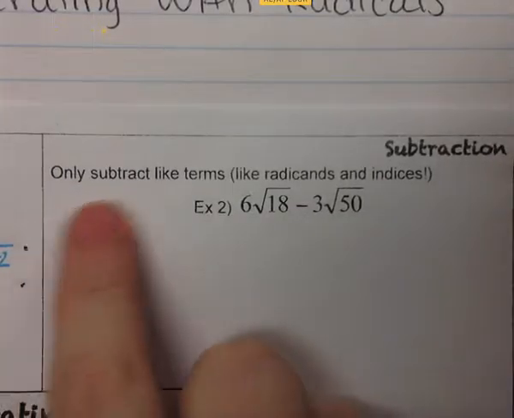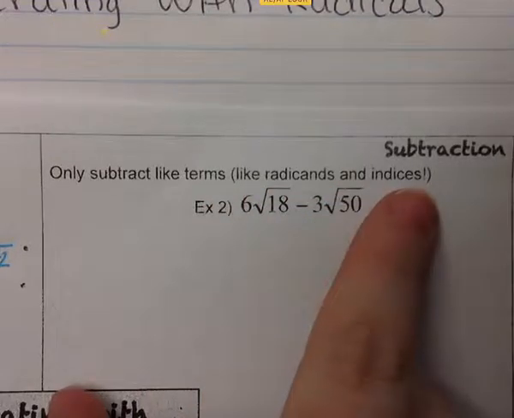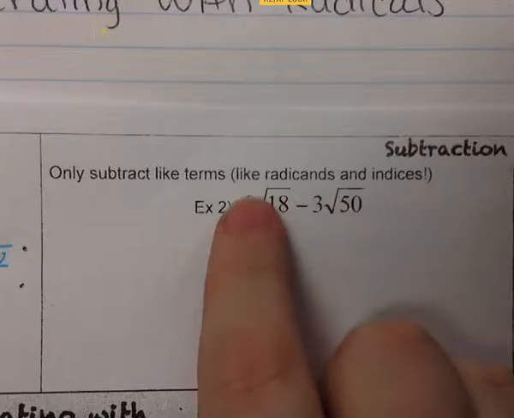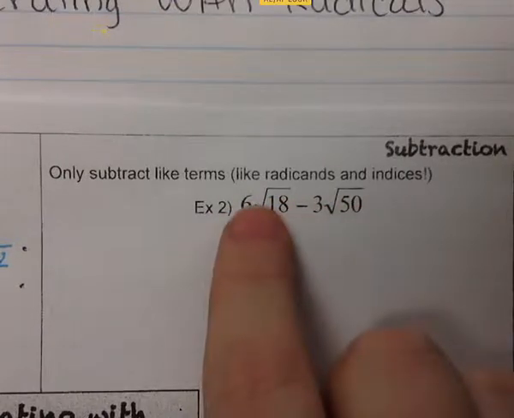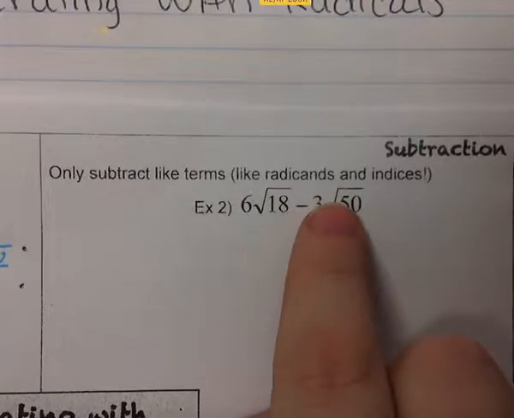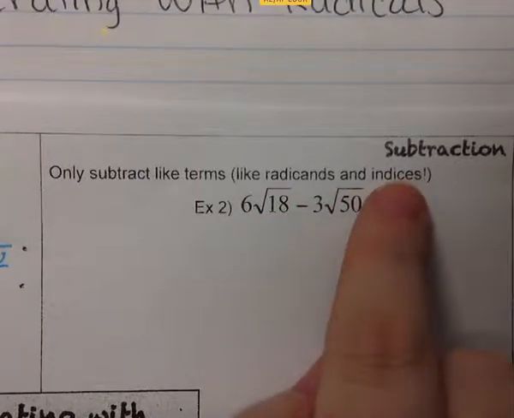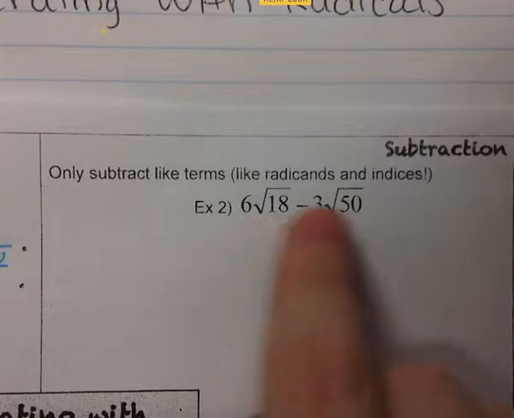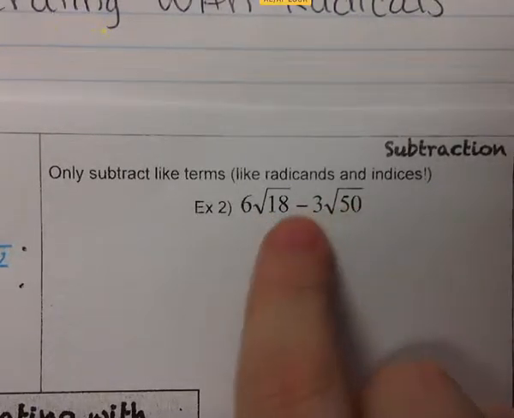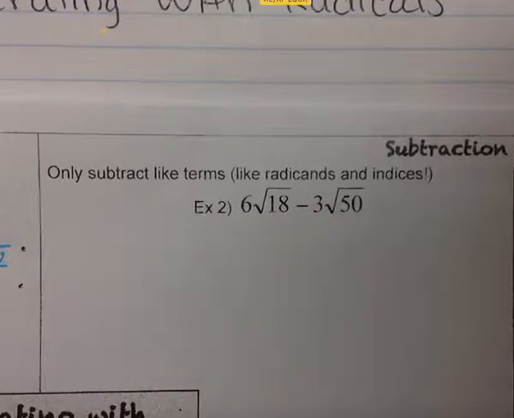So we're going to do the same thing with subtraction. We can only subtract like terms, so like radicands and indices. So again, we have to look before we even begin anything, do these have the same index? This is 6 square root of 18, and this is 3 square root of 50. So they do have like indices, but right now they do not have like radicands. So we need to see if we can simplify this before we try and subtract anything.